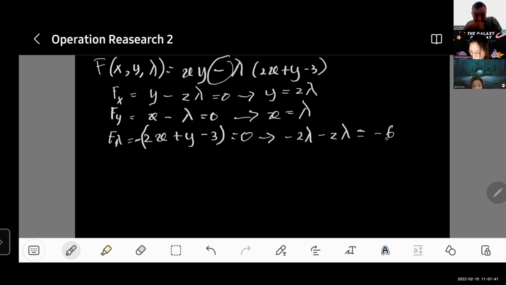Because I move it to the right hand side, here it's the equal, right? It's 3. So minus 2 lambda minus 2 lambda is minus 4 lambda, so it should be 3 equal to 4 lambda.